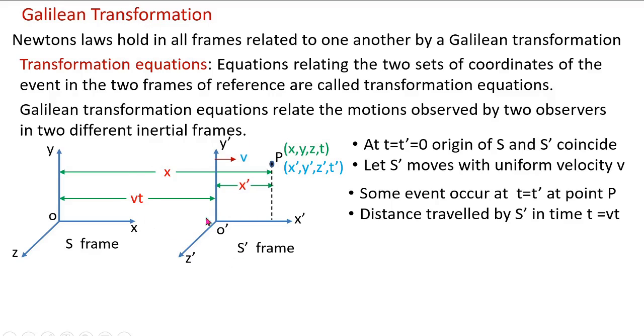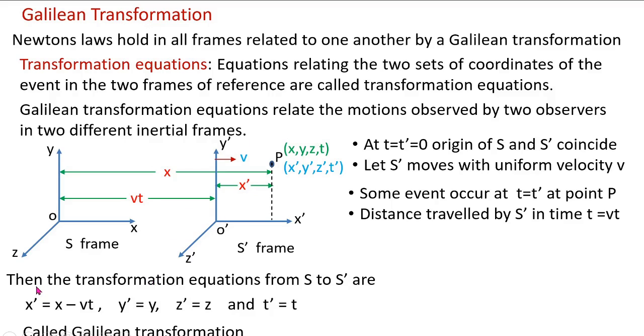If we relate these coordinates, we get the transformation equations from S to S dash. The distance of the point P from the y-axis is x, and the distance of the S dash frame of reference from S is vt. Therefore x dash is equal to x minus vt. There is no motion along the y-axis, therefore y dash is equal to y. There is no motion along the z-axis, therefore z dash is equal to z. And as time is absolute, therefore t dash is equal to t.